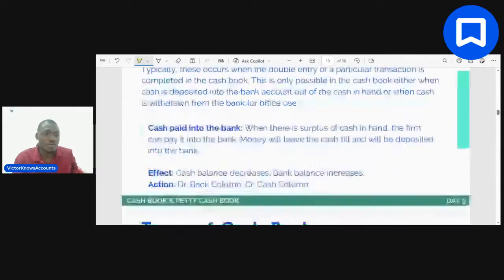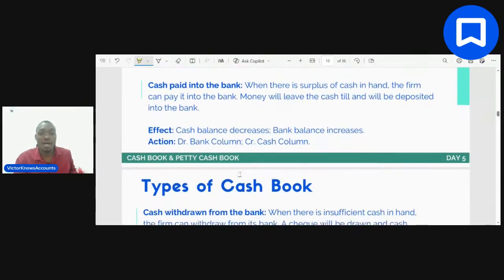And debit bank. Now let's see this cash paid into the bank. When there's surplus of cash in hand, just like what I said, the firm can pay it into the bank. Money will leave the cash till, cash box or whatever you want to call it, and would be deposited into the bank. Now, what's the effect of this particular transaction?